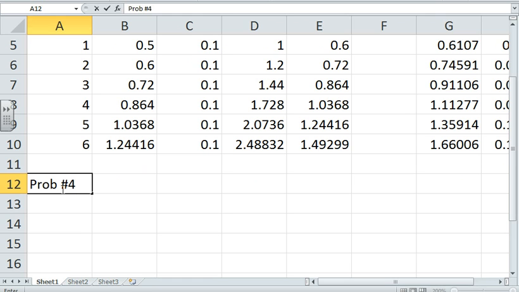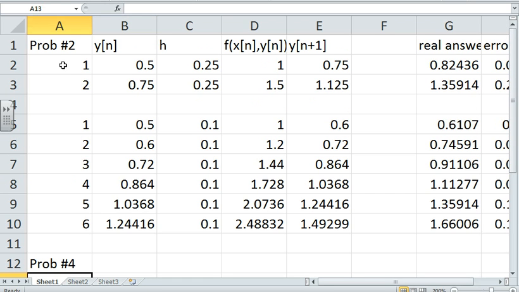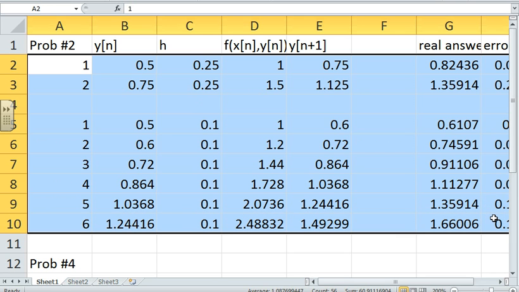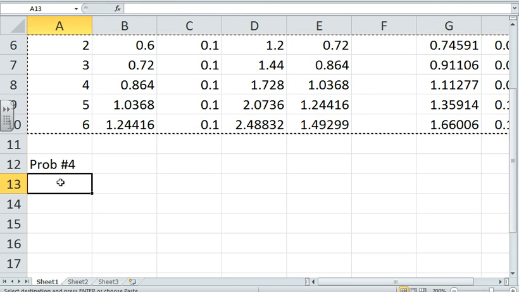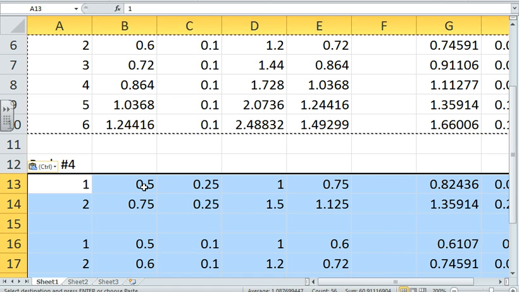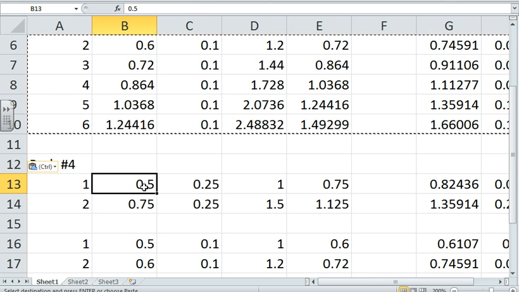Number 4. Okay, and in fact, we'll just copy problem number 2 in problem number 4, just for the heck of it. Copy, paste. Now this is not problem number 4 yet, because we have to change the initial condition. We have to change the problem, right? But all the manipulation of what we do is going to stay the same once I do that.